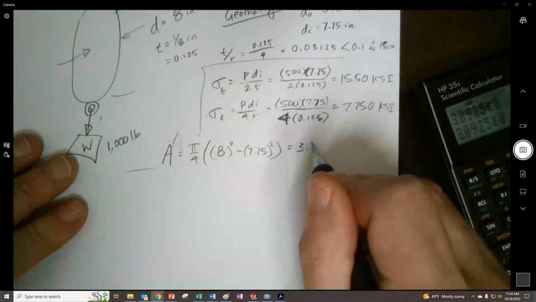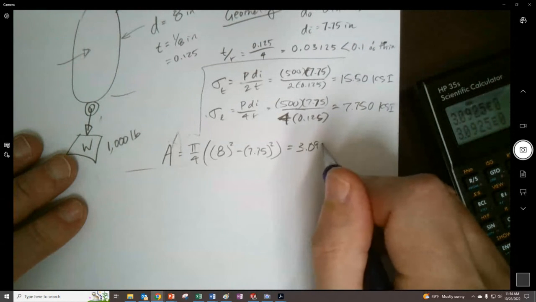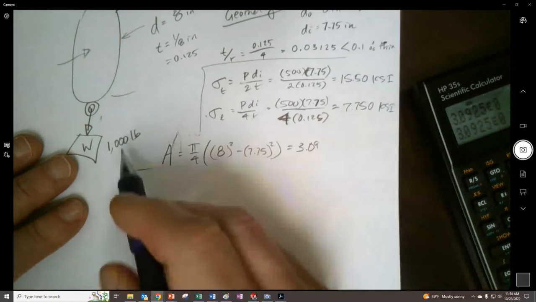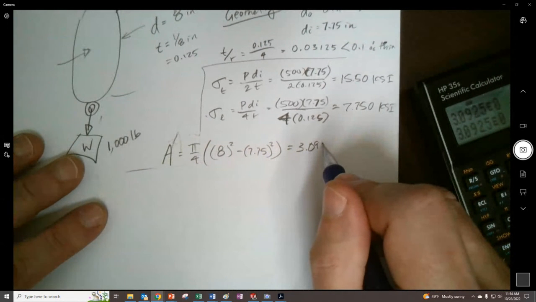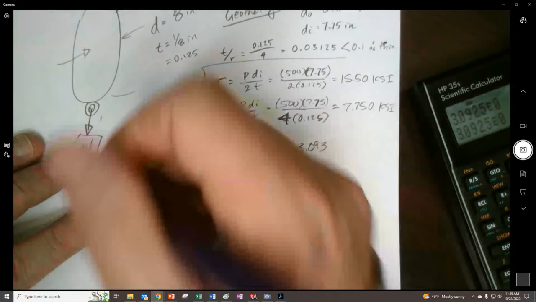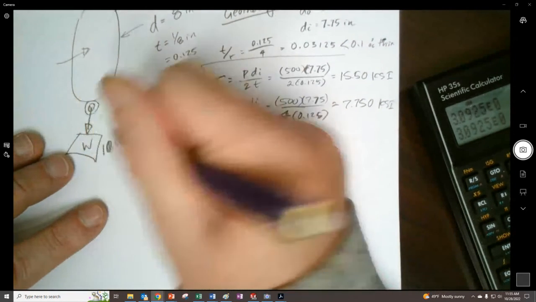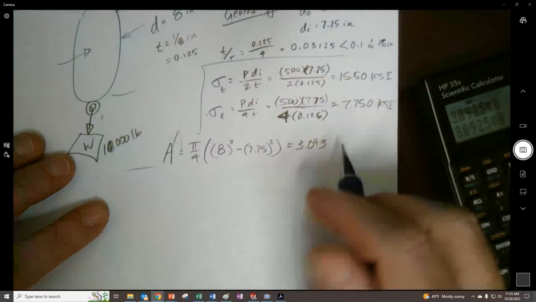There's a lot of area, 3.09, so it's actually not going to even hardly affect it. I would have probably needed to choose a bigger value because this is going to be a small value. So let's make it 10,000 pounds. It's still not enough.